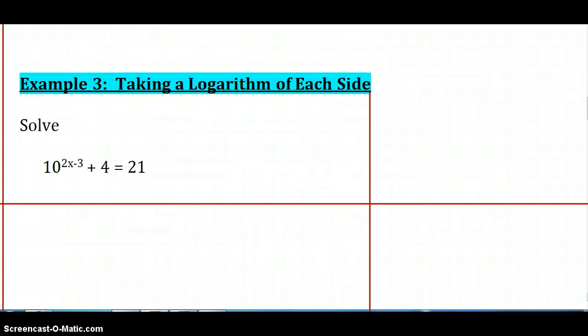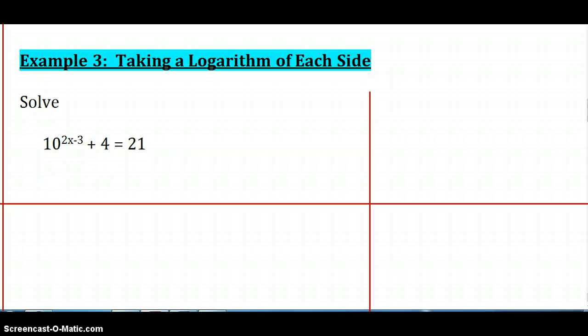Let's do one now that's a little bit more complicated. The first thing you want to do is get the exponent all by itself. So here we have 10 to the 2x minus 3, but you have this plus 4 here. Before you take the log of both sides, get this exponent by itself. So subtract the 4 to the other side first. So you have 10 to the 2x minus 3 equals 17.